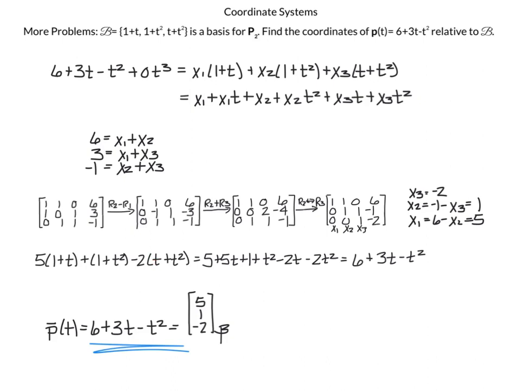And when I multiply this out, you can see I did actually get this polynomial over here, exactly what I was trying to find. So going back to the question, I want the coordinates for this polynomial, p, and that's simply the coefficients, 5, 1, negative 2. So this polynomial has coordinates 5, 1, negative 2 with respect to our basis beta here.